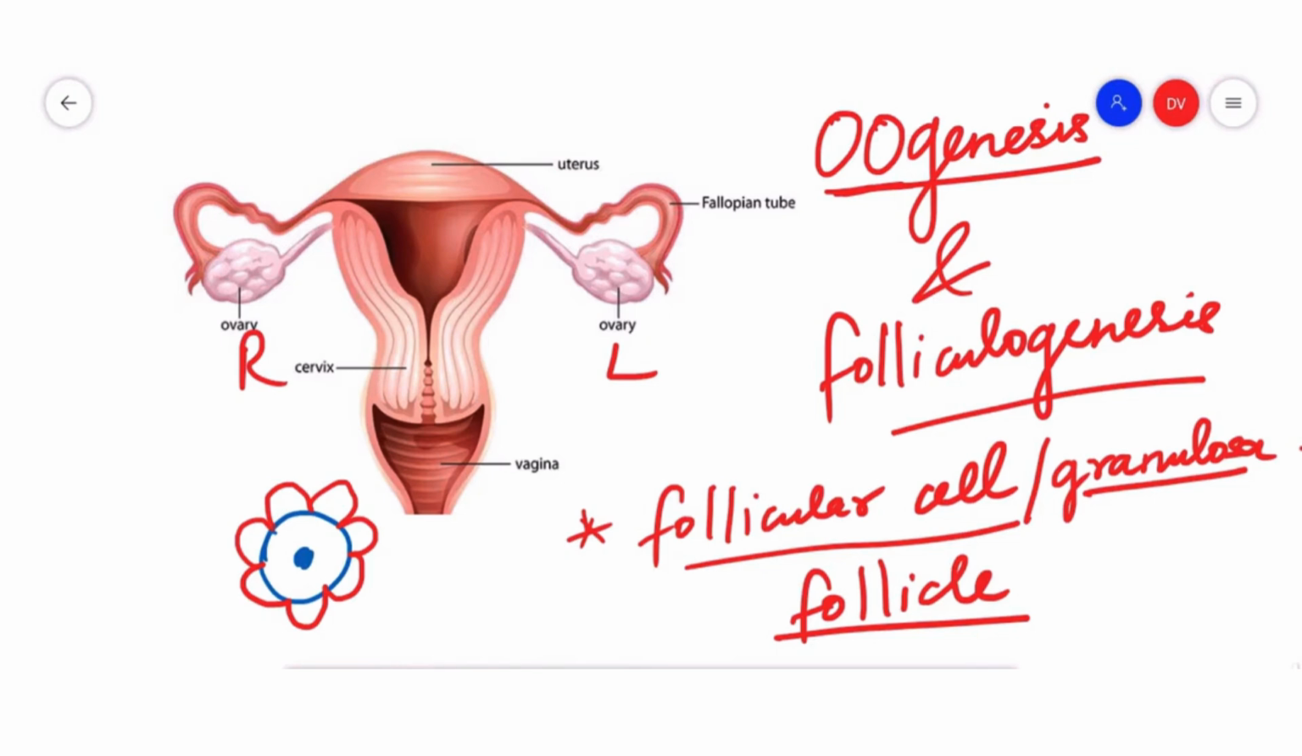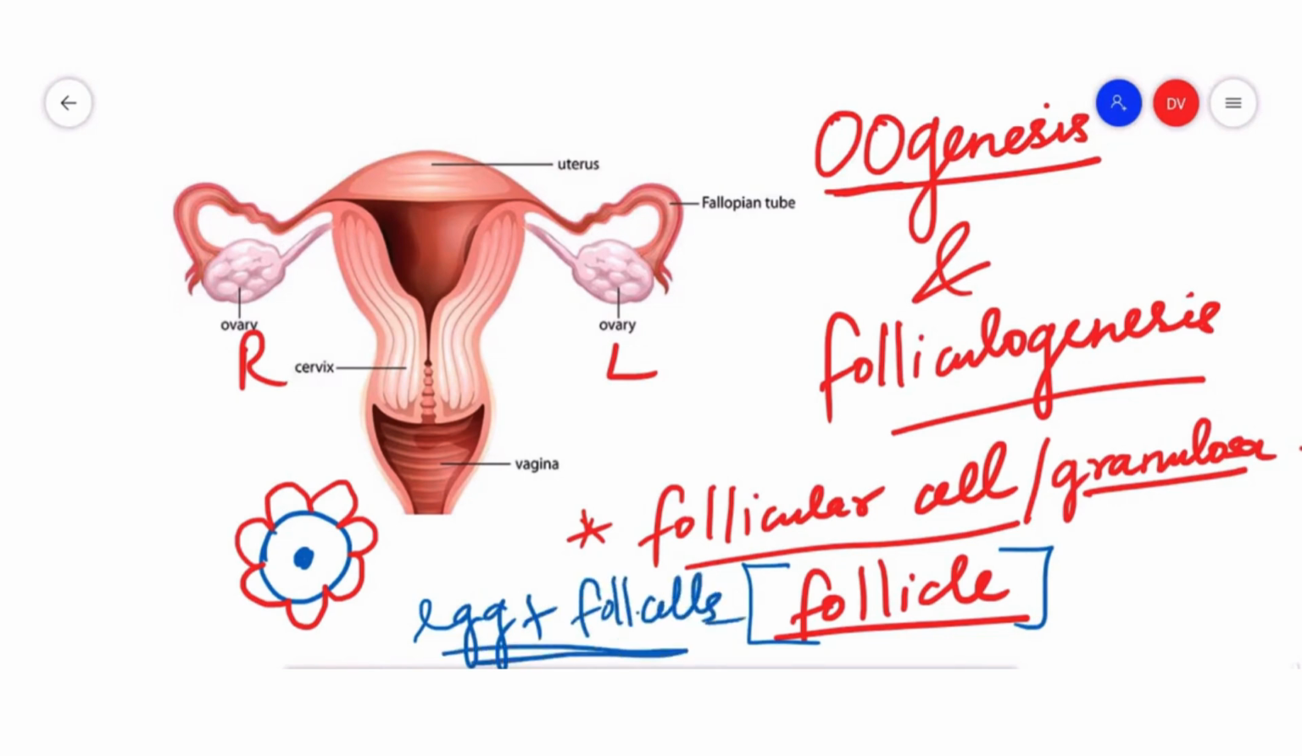Now what is a follicle? A follicle is both of these things together: the egg plus the follicular cells. Understand? Egg plus follicular cells is known as a follicle. Whenever they say primordial follicle, primary follicle or secondary follicle, it means the egg along with the follicular cells. Be clear with this and you will understand everything. Now shall we begin?